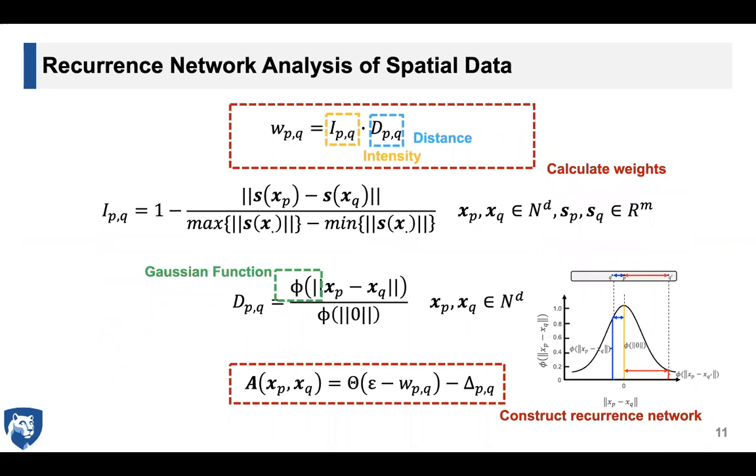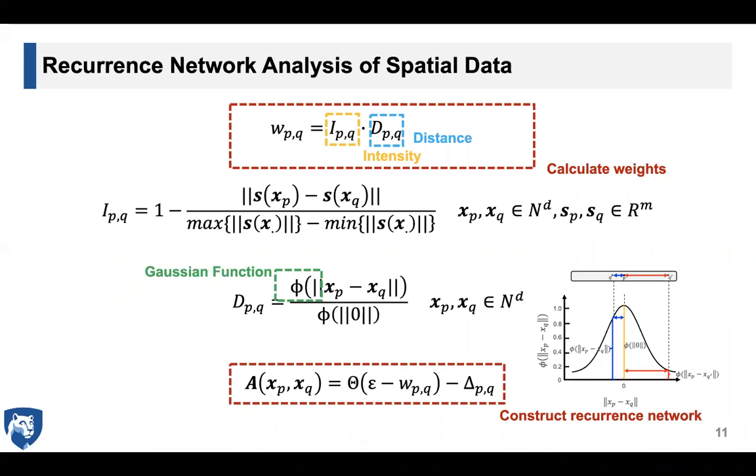We first need to establish the recurrence network. As I mentioned before, let's take the 2D image as an example. If we want to calculate the relationship of two pixels P and Q in the 2D image, we need to consider both intensity and distance between them, those two pieces of information together.